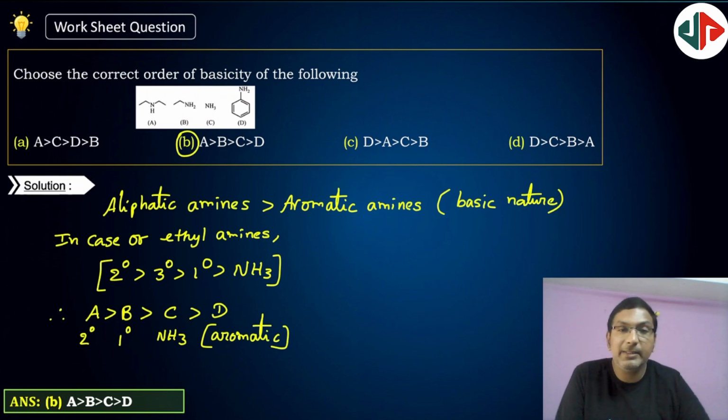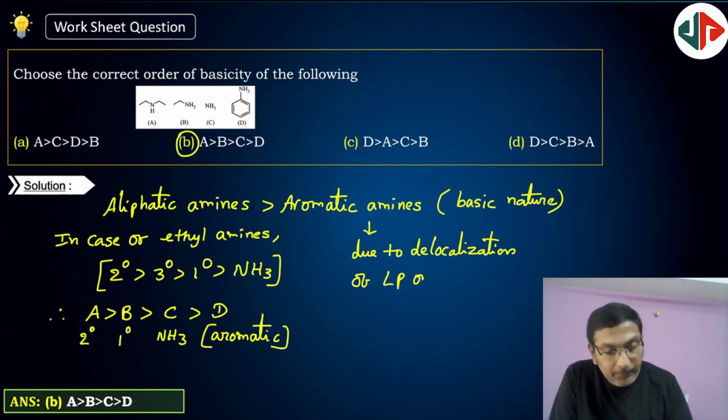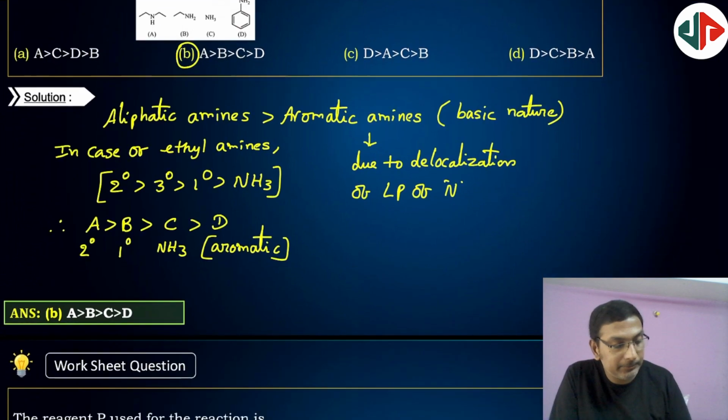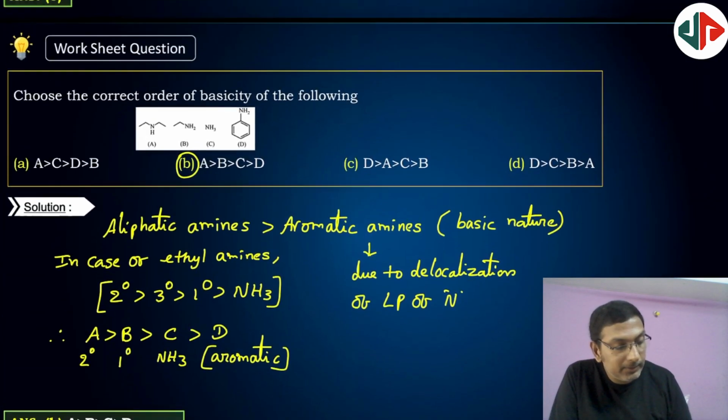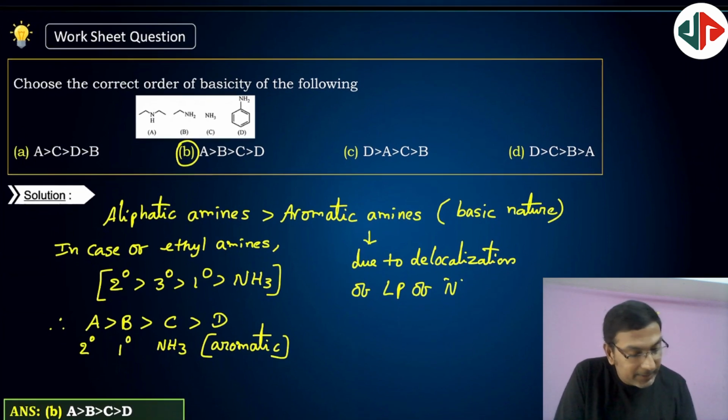Aromatic amines are less basic due to delocalization of the lone pair of nitrogen. So due to delocalization, donation capacity decreases. Next. So here option A, not option A, option B. A, B, C, D. Okay, next.